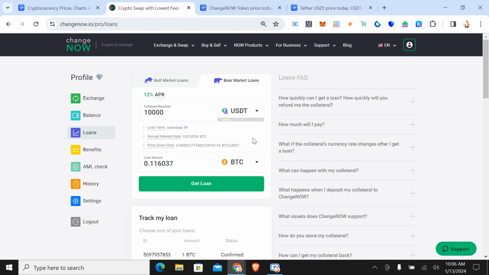But once again, there is a chance of getting liquidated, to be honest, if the asset price rises or falls very sharply. You should also note that you have to pay $100 if you pre-close the loan within 1 month. After 1 month there are no charges, and the best thing about this is the unlimited term loan. So this is how you can get loans on ChangeNow.